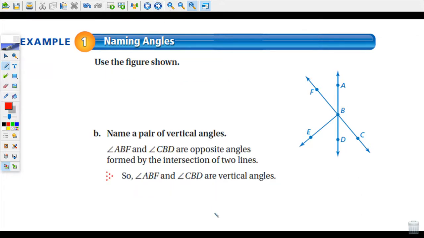Same figure, but a pair of vertical angles would be angle ABF right here and angle CBD right here. These are opposite when two lines intersect, and we also know that if they are vertical angles, angle ABF is equal to angle CBD.